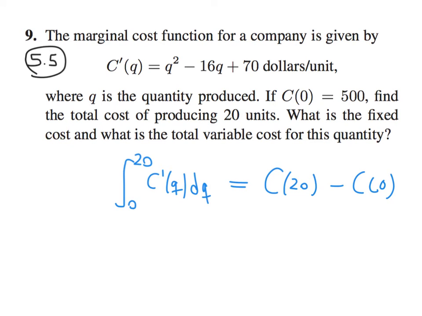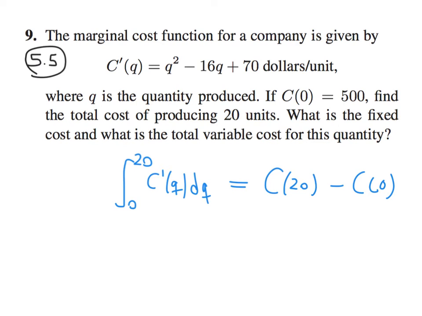So before we calculate anything, let's just interpret what is going on here, right? The fundamental theorem of calculus tells us that the cost to increase production from 0 to 20, that's the difference in cost of producing 20 units and producing 0 units, is given as the definite integral of the marginal cost function from 0 to 20.